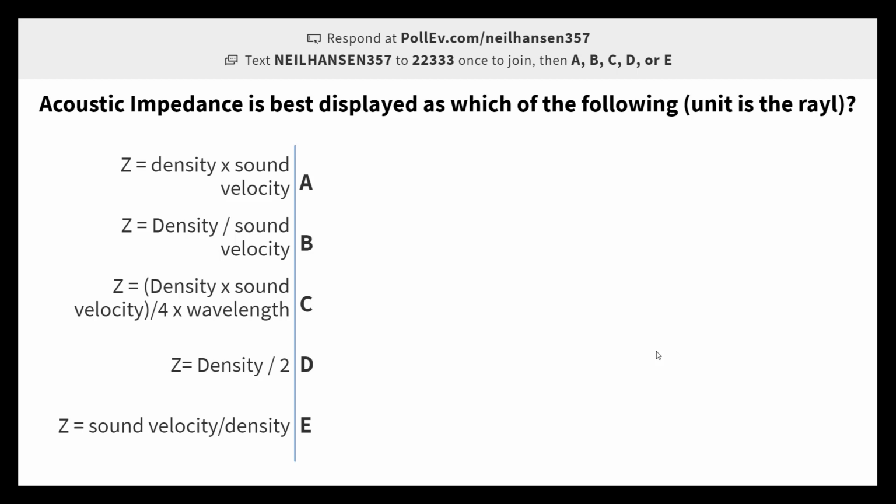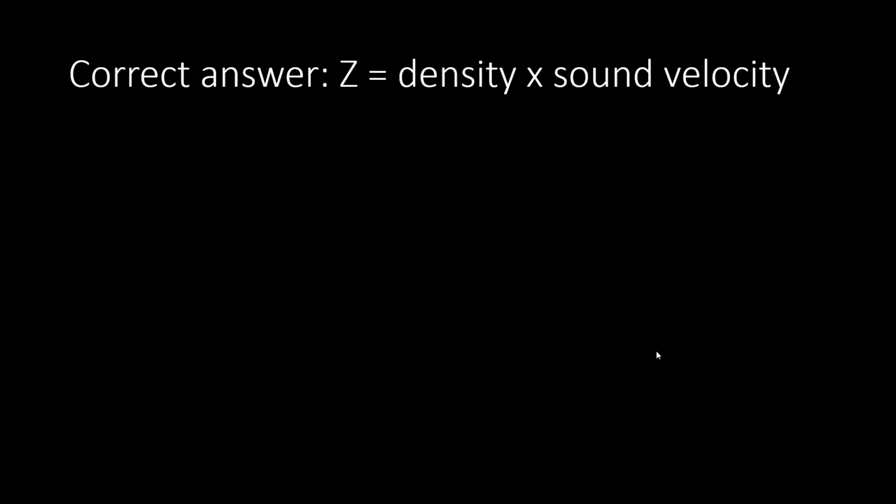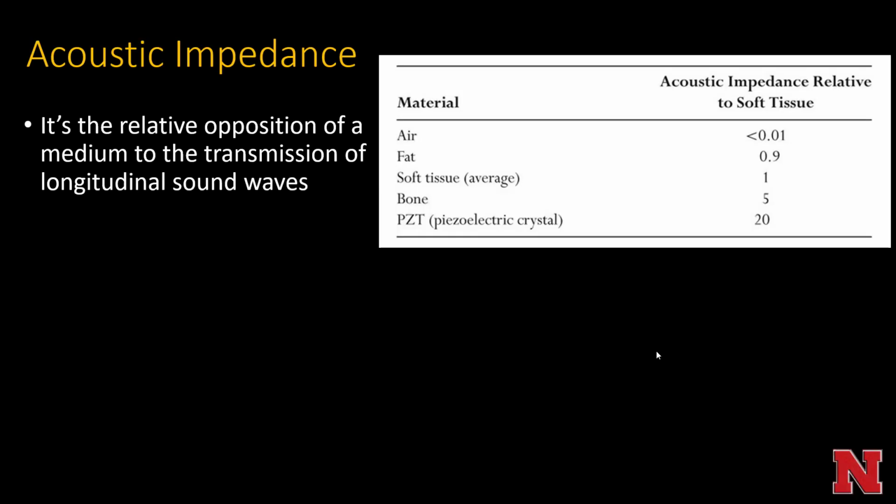All right, acoustic impedance is best displayed as which of the following? The unit is the Rayl. The correct answer is density times sound velocity. So Z, the acoustic impedance, equals the density times the sound velocity. This is just a little bit of a review from last time.